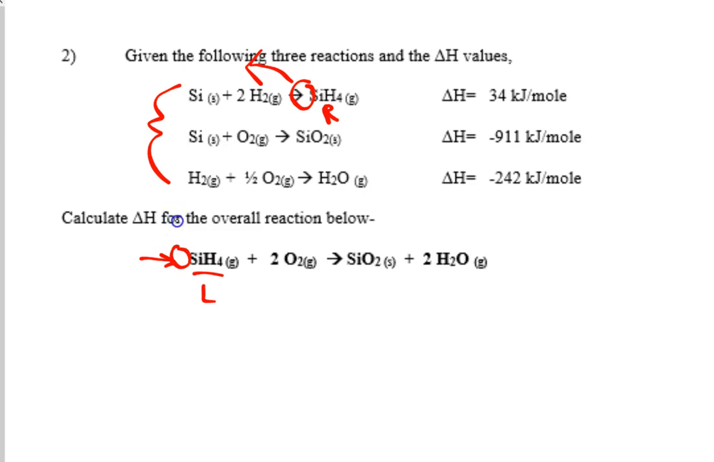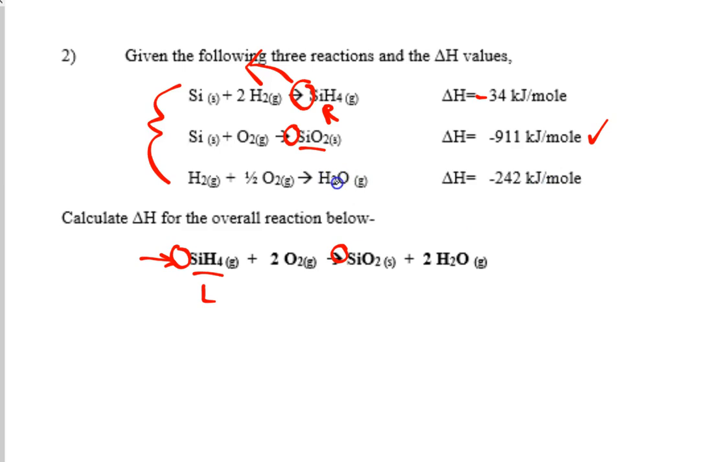Yes, it does have the correct coefficient. All right, so that makes this a negative. Are we okay with why that is a negative? Okay. Then I'm going to look at silicon dioxide right here. Is it on the right? Yes, it's on the right. So I feel okay with that. It has no coefficient there. Well, it's a 1 and a 1. So that matches as well. So do I need to do anything with this value? No, it's good.